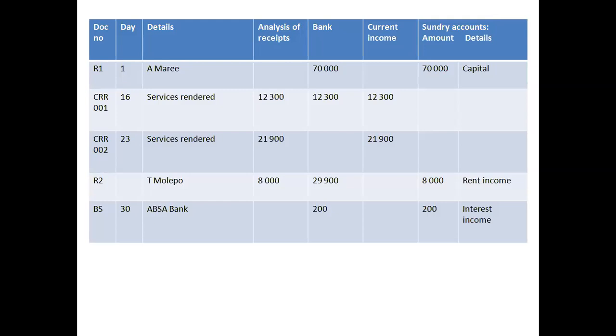As I said, there was no name of a person, so with details you write services rendered. 21,900 Rand with analysis of receipts. It should actually go to bank, but remember there's another transaction on the 23rd, so then you stick a little bit with bank. And then you still have to say for what is it, and I said every time that it is services rendered, the amount must be in current income.